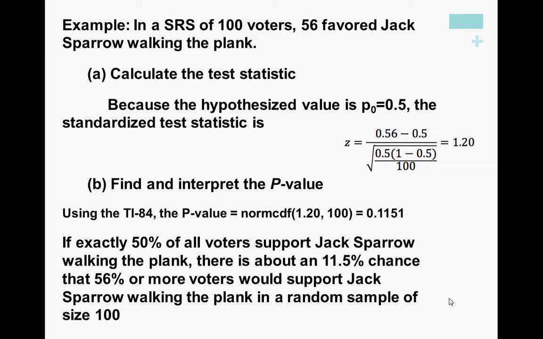So there's less evidence against the 50% claim than there was against the free throw guy's claim. So bigger p-value means a greater probability of the null hypothesis being true based on the sample data.